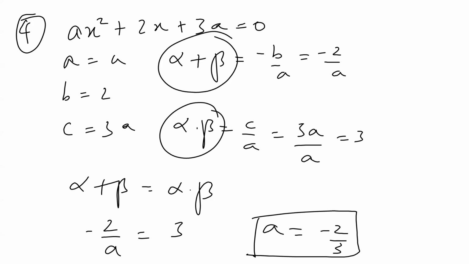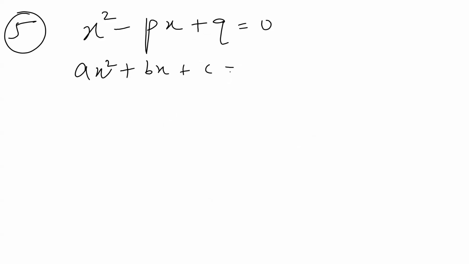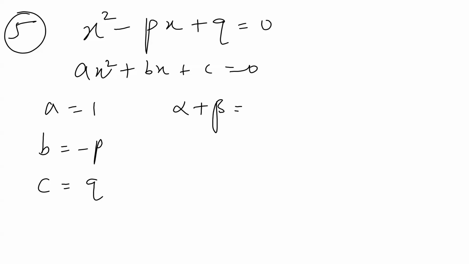Let us go to question number 5. If the sum of the roots is m times their difference. So the quadratic equation is x square minus px plus q is equal to 0. So ax square plus bx plus c equal to 0, where a is equal to 1, b is equal to minus p, and c is equal to q. They have given the sum of the roots is m times its difference. So first we'll calculate alpha plus beta, which is minus b by a, so that is p, and alpha into beta is c by a, which is q.